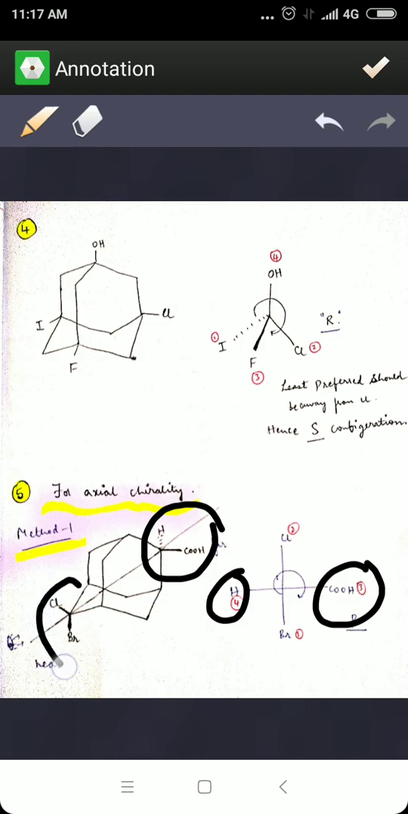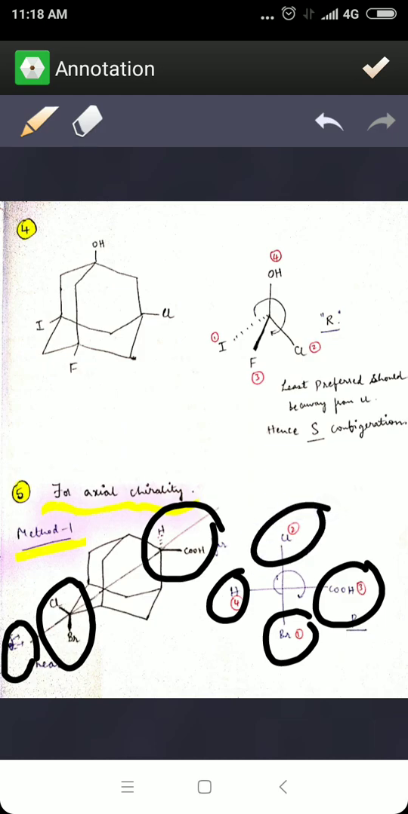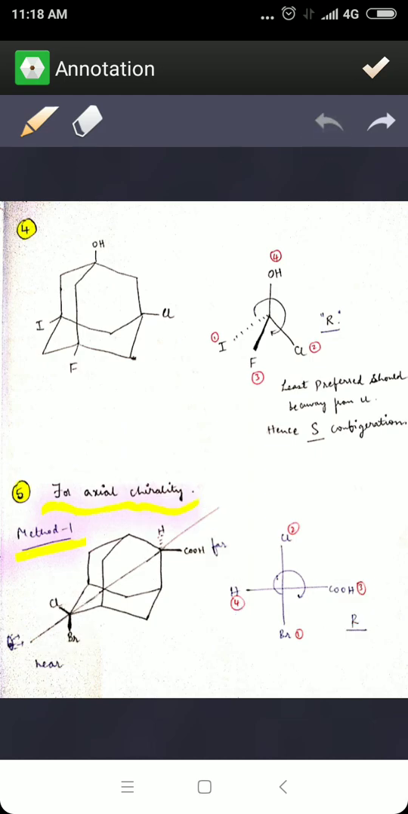Now the function groups which are near to you: bromine is on your right side, correct? When you're seeing, this is your eye. So I'm looking at the molecule in this way, and bromine is on your right side, so you will place it below, and chlorine is on the left side, and you will place it above. So this is how we are going to assign the configuration for axial chirality.